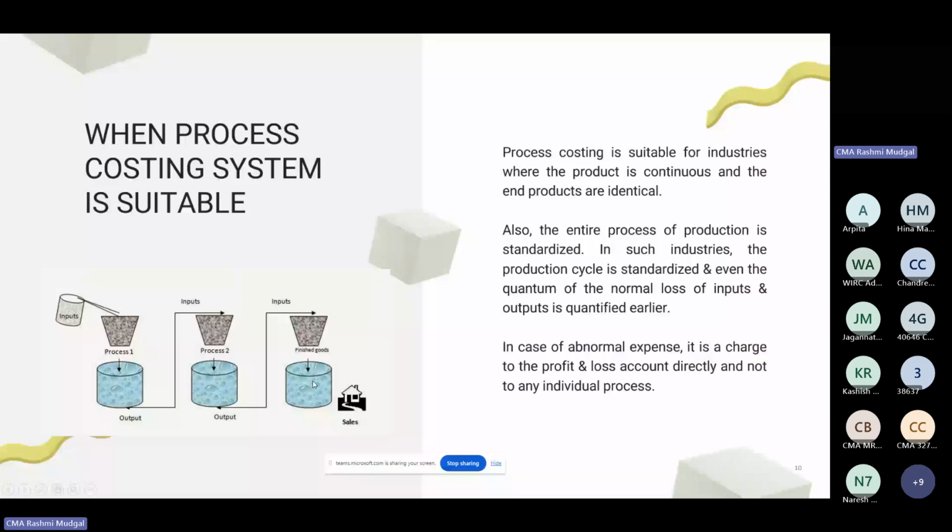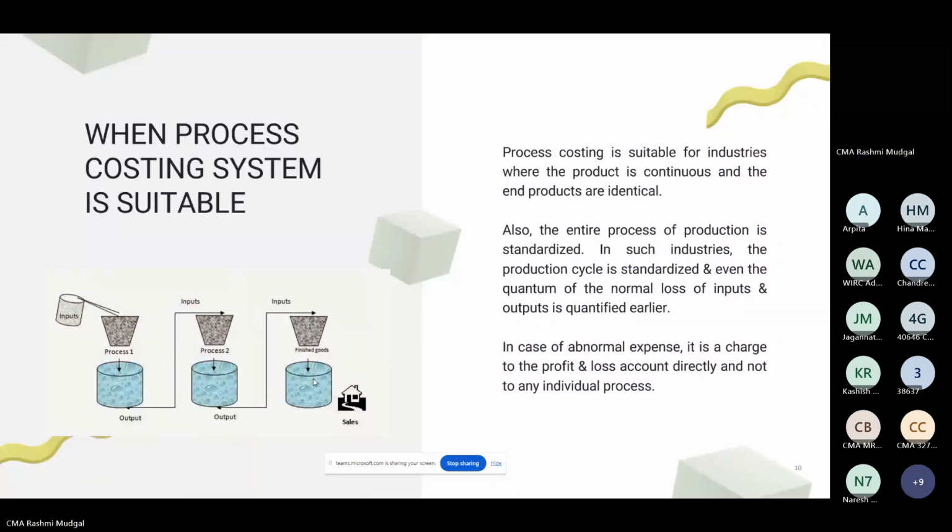Okay, process costing is suitable for an industry where the product is continuous and the end product is identical. Again, it is mass production. Also, the entire process of production is standardized. This machine will do the raw material sorting, the second machine will do the peeling, the third machine will do the cutting, the fourth machine will do the packing.